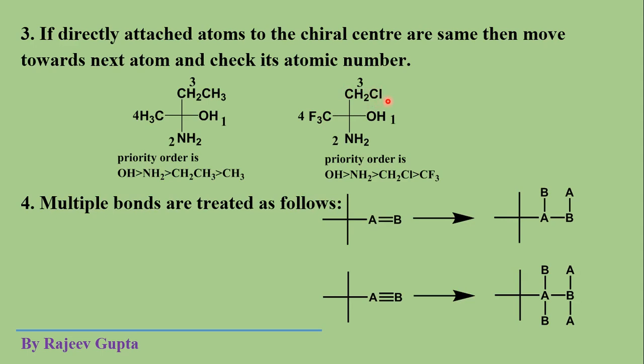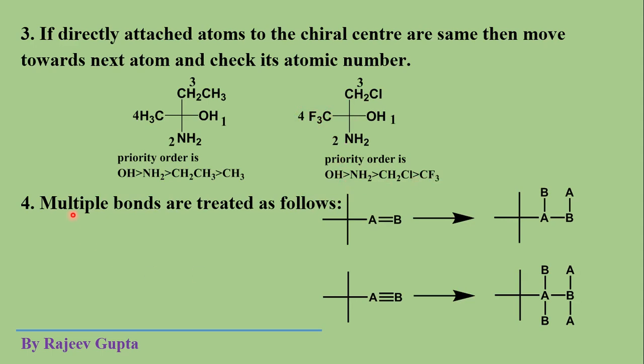Chlorine has atomic number 17, which is high compared to a fluorine atom, which has atomic number 9. So this portion, the chloromethylene group, will get high priority compared to this trifluoromethylene group. Okay, so this is the priority order.